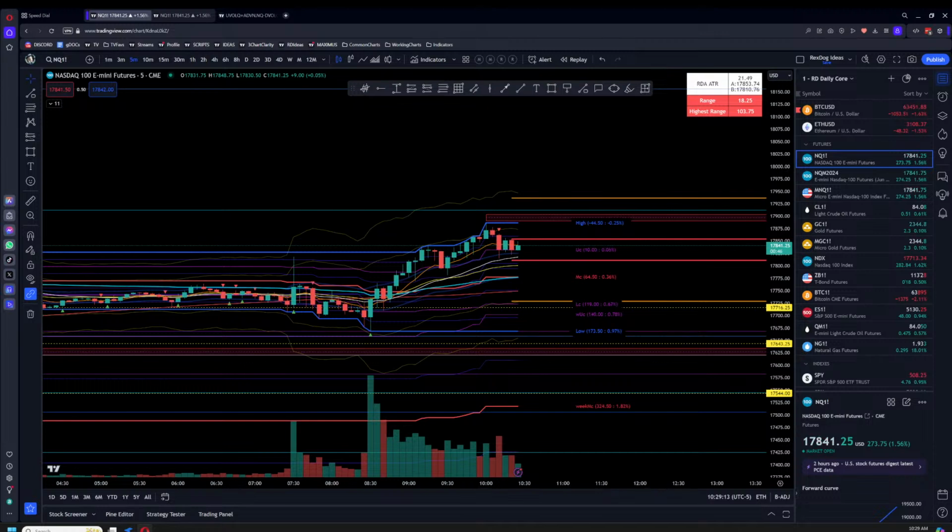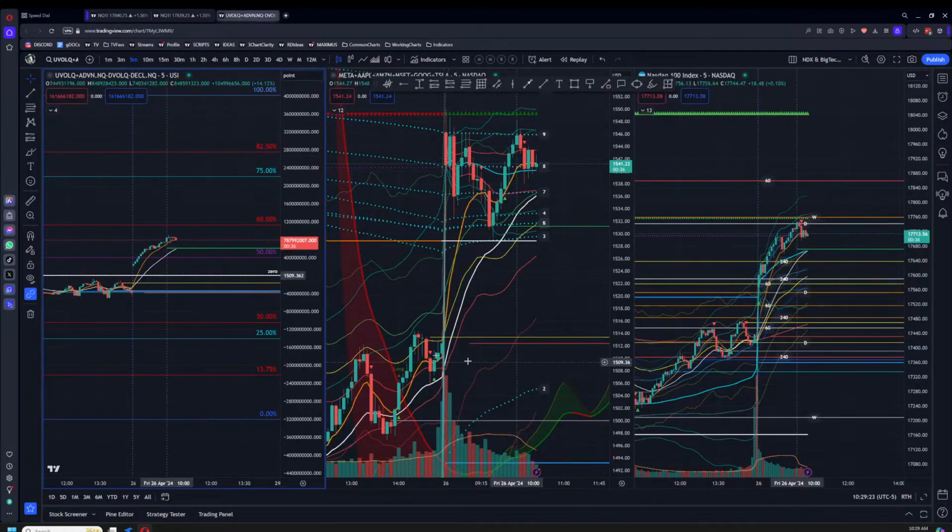Trying to desperately hold on to that opening range high. That's what it's really trying to do here. Let's go to the internals. That's going to tell us something too. Yeah, look at that. That's not showing strength. It's not showing exactly weakness either, but it's not showing strength.